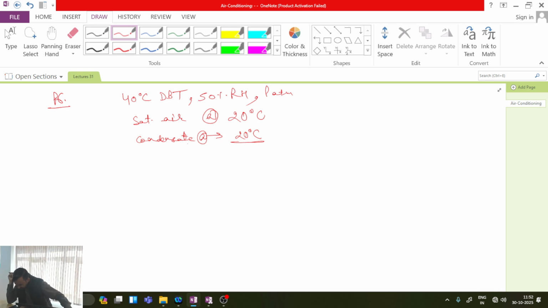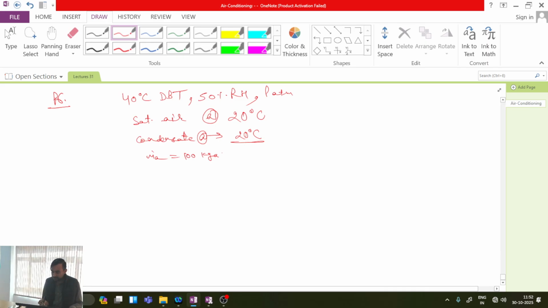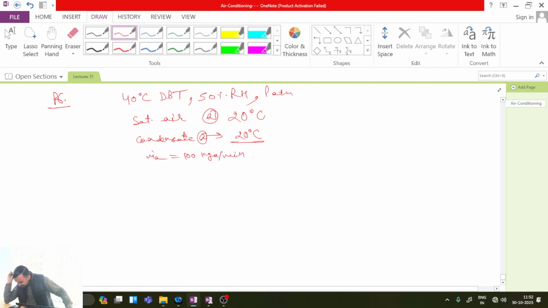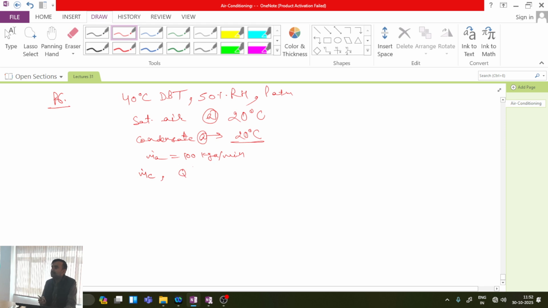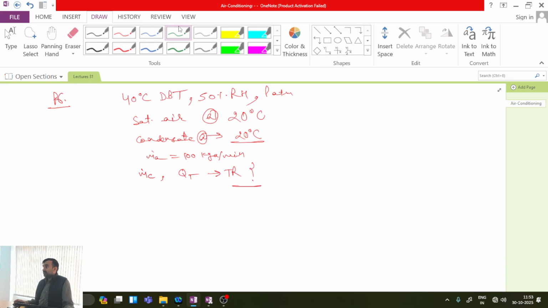The mass flow rate of air is 100 kg of dry air per minute. We have to determine the condensate rate and cooling capacity in terms of refrigeration. So m dot C is the rate at which condensate is forming, and cooling capacity will come from total load, sensible plus latent load. So Q total, and this we have to find in tons of refrigeration.